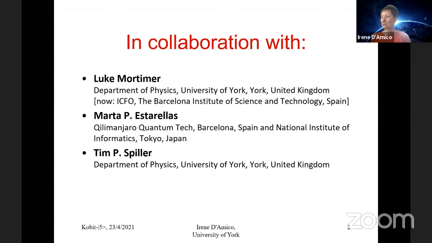So I would say the star of the work is Jörg Mortimer, who during his undergraduate final year project came up with the idea of applying evolutionary algorithms to spin networks for quantum processing tasks, and also designed the evolutionary part of the corresponding code, and is now doing his PhD at the ICFO in Barcelona. The other collaborators are Marta Estarellas from Kilimanjaro Quantum Tech in Barcelona and the National Institute of Informatics in Japan, and Tim Spiller from the Department of Physics of the University of York.